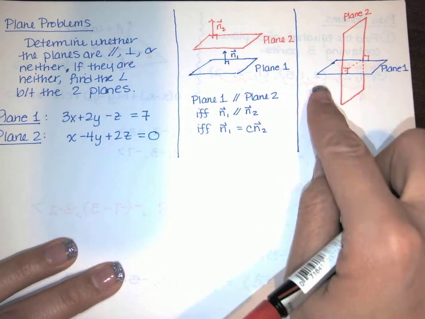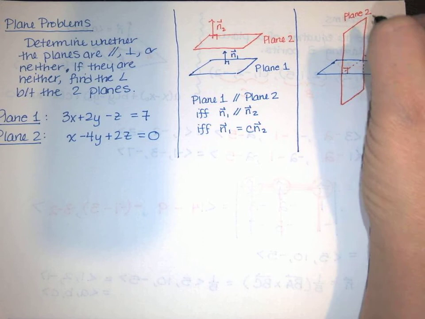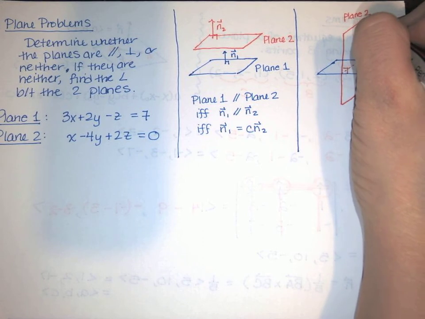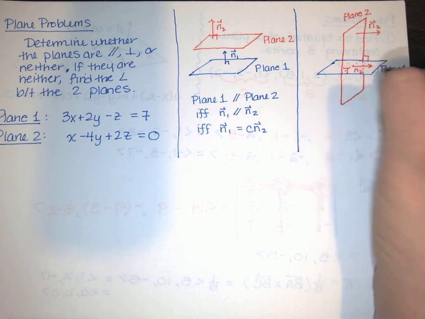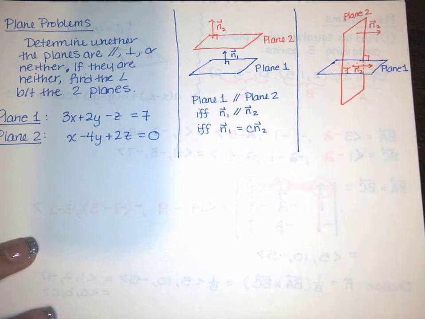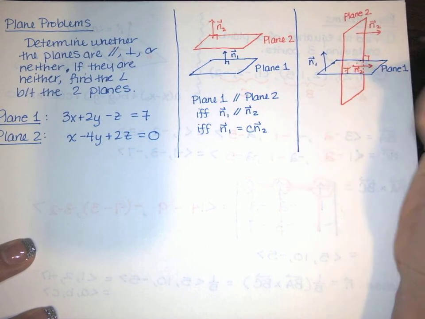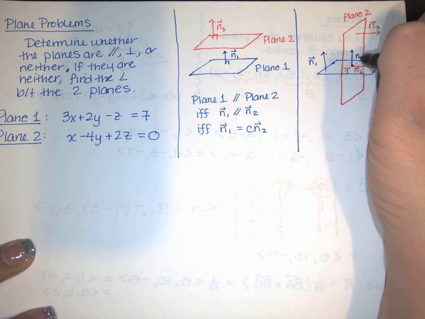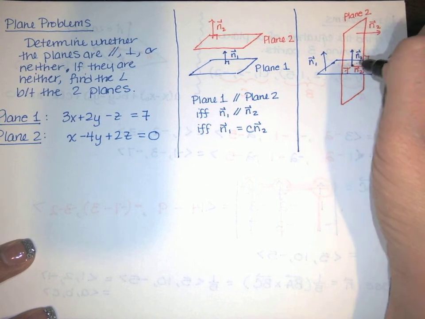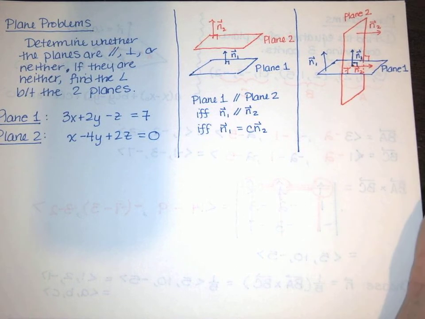Now notice that when the planes are perpendicular to each other, the normal vector to plane 2 looks like this. Or I could draw it in the plane of plane 1. Looks like that. And the normal vector to plane 1 looks like this. Or similarly, I could draw that in the plane of plane 2. So those two planes are perpendicular if and only if their normal vectors are perpendicular.